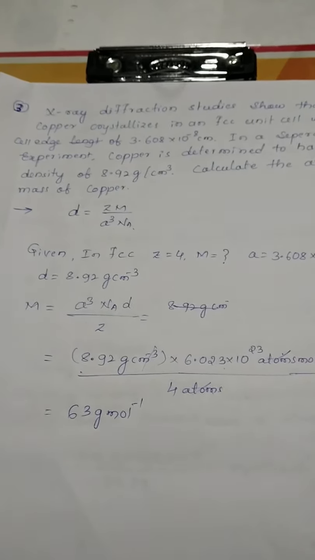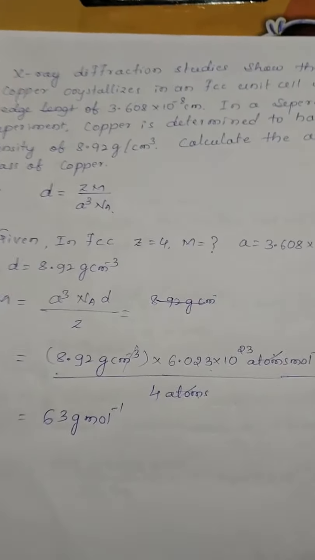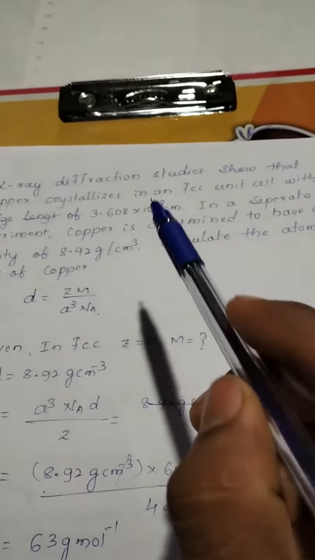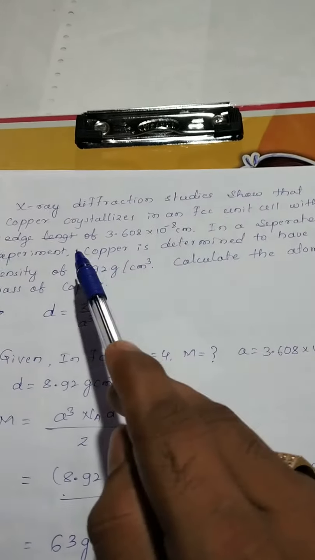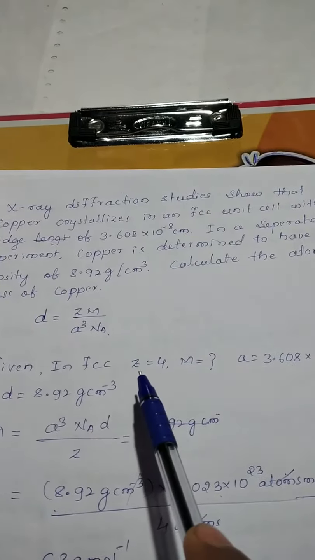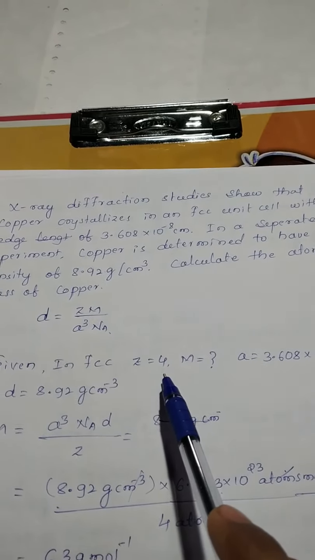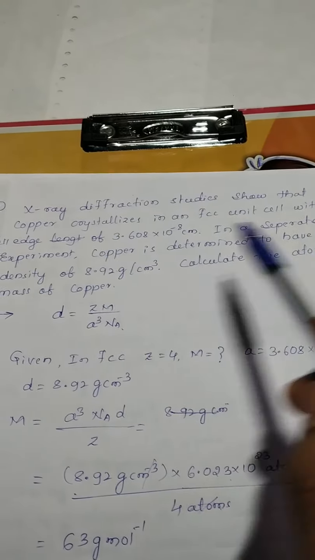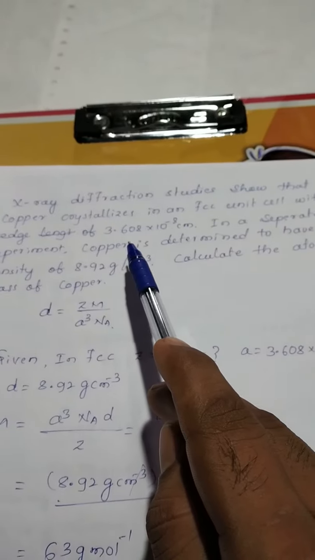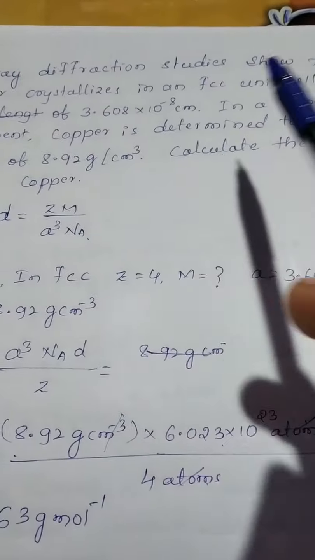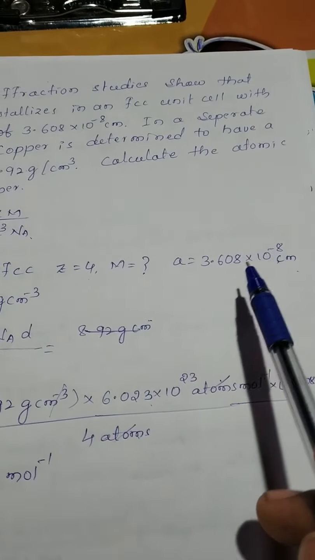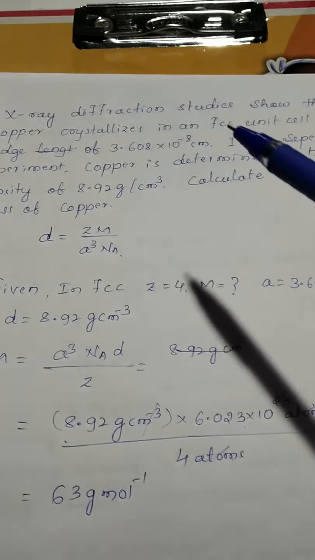See here, what all the things they are given here. The given data is: copper crystallizes in an FCC unit cell. FCC unit cell means they have given Z, and FCC means Z equal to 4. And the edge length, a, they have given as 3.608 × 10^-8 centimeter.